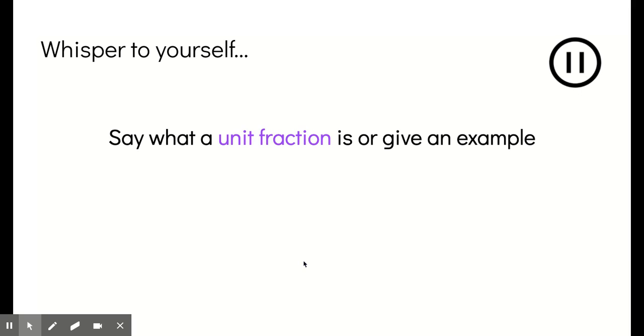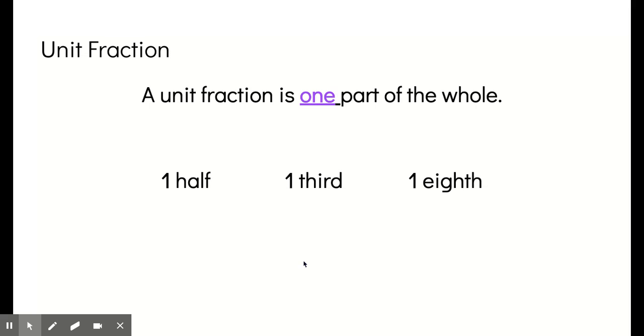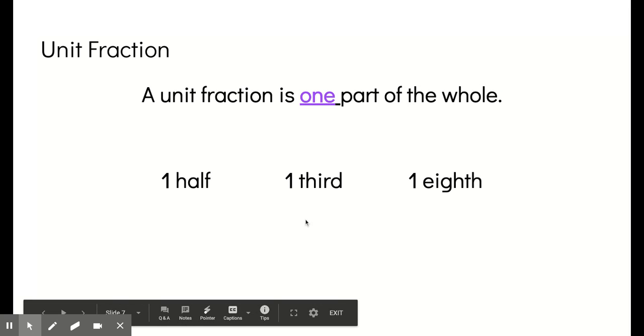Now, whisper to yourself and say what a unit fraction is. Press pause if you need more time. A unit fraction is one part of the whole. These are some examples of unit fractions: 1/2, 1/3, 1/8.